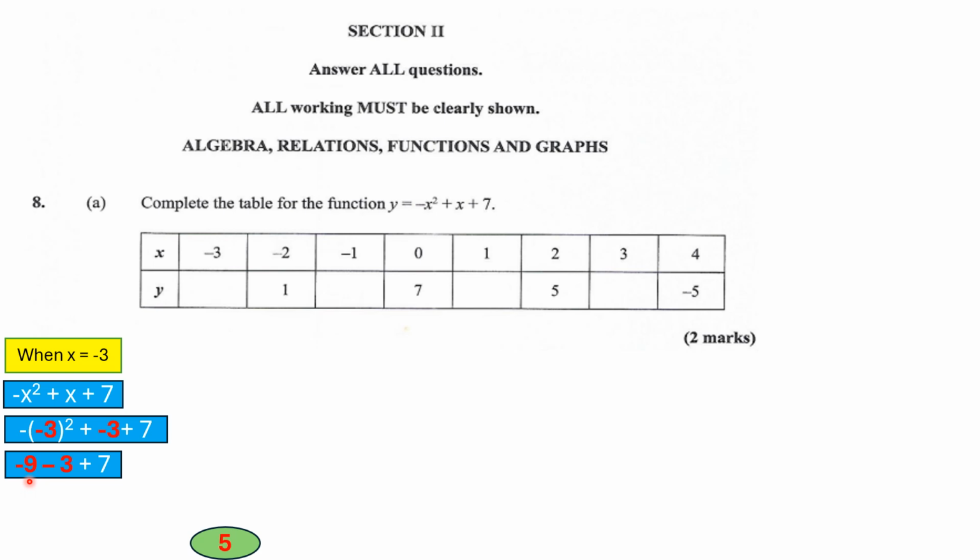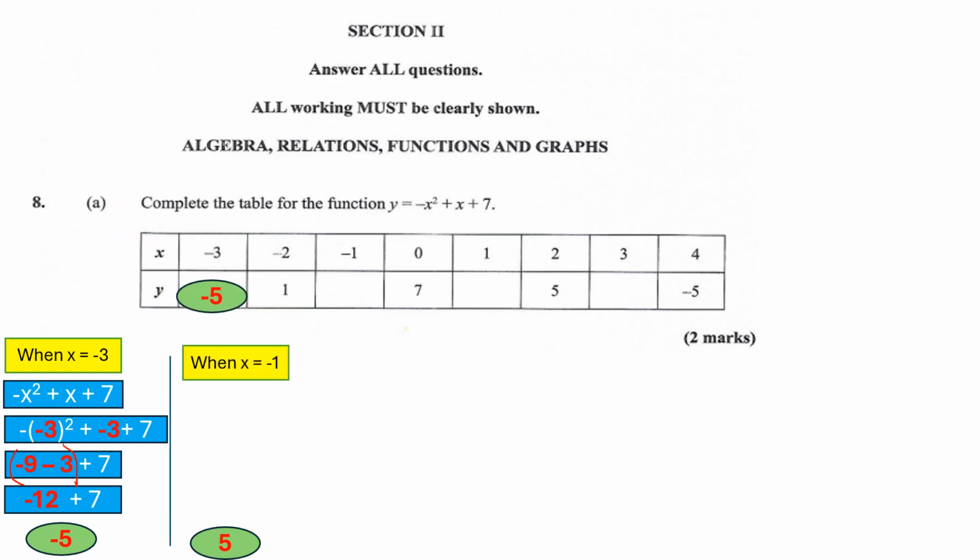So we have negative 9 minus 3 plus 7. We're going to work out the bracket first, put little brackets around here. That's going to give us negative 12 plus 7. The answer is negative 5.